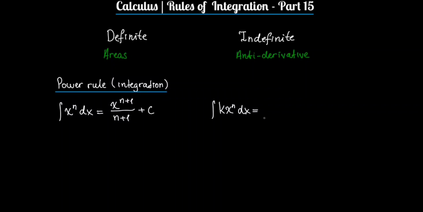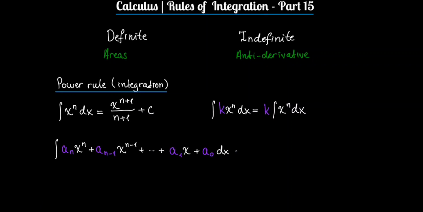Next, when computing the integral of the function k times x to the power of n, in this case, the k is simply a coefficient. Just like with derivatives, we can take the k outside and just separately compute the integral of x to the power of n, and then attach the k in the end after we have the antiderivative function.